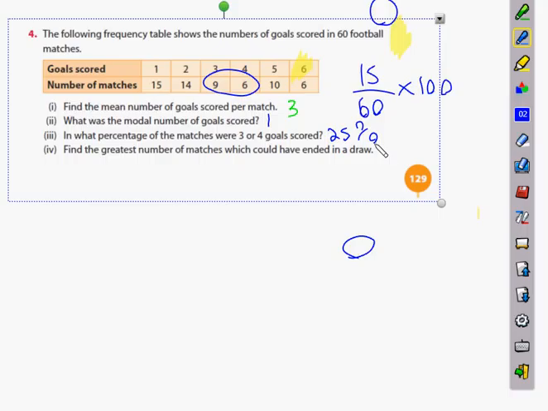Find the greatest number of matches that could have ended in a draw. If you end in a draw, do you have an odd amount of goals scored or an even amount of goals? Even. So, in order to be even, you have 14, 6, and another 6, which results in 26. 26 games could have ended in a draw.